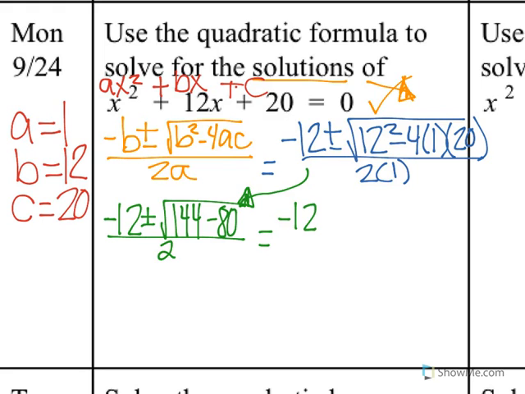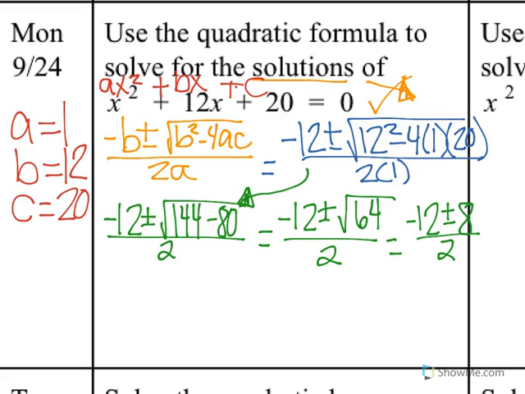And again, I'm just simplifying that radical right now. So 144 minus 80 is 64. And then, again, the square root of 64, we're simplifying that radical, is 8.